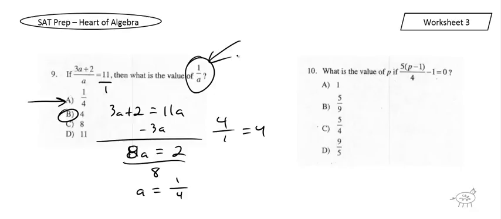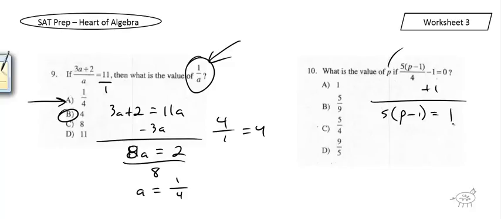Like this next one, number 10, they're asking the value of P. That's pretty straightforward, right? So I am going to just add 1 to both sides, and I get 5 parentheses P minus 1 is equal to 1, that's over 4. Okay, and then I can cross multiply. Now I could have multiplied everything by 4 initially. That would have been okay as well. Kind of your call. So if I cross multiply, I get 5 parentheses P minus 1 is equal to 4.